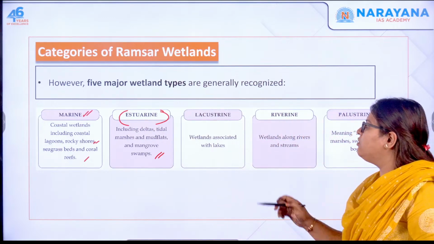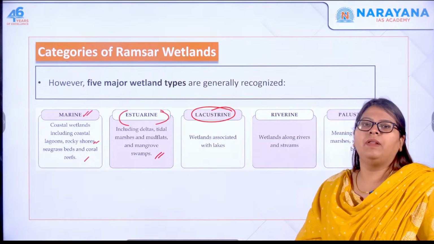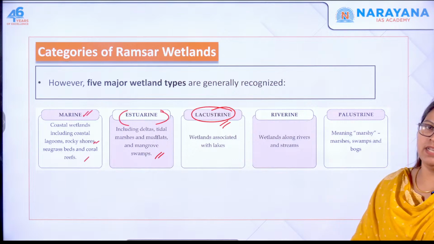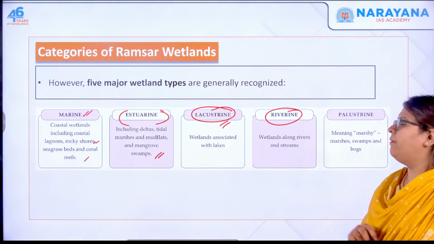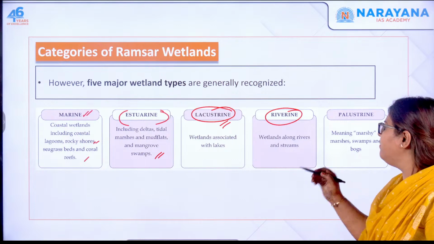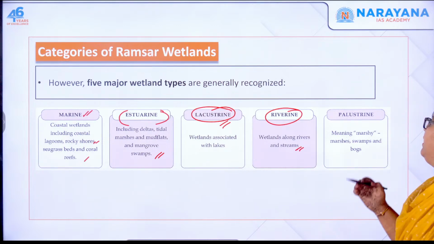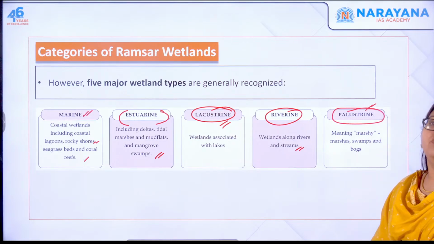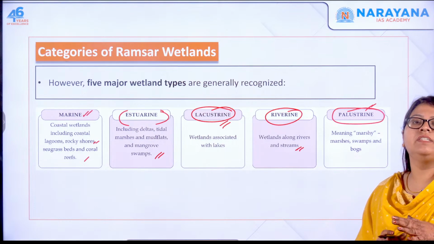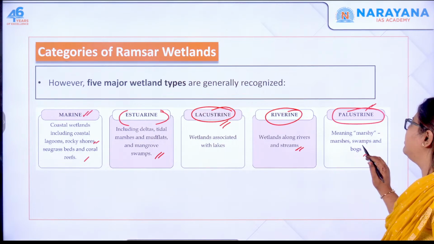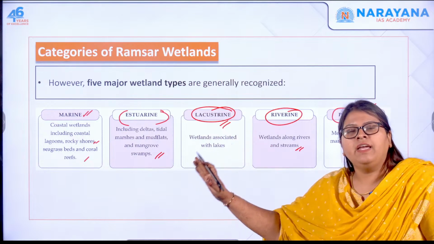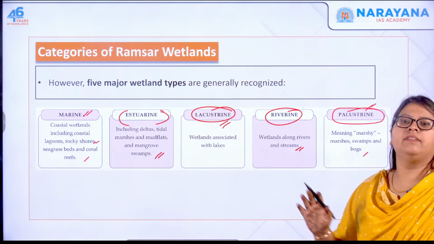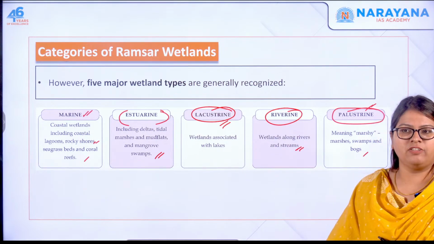The next one is called lacustrine. How to remember lacustrine? Those which are associated with the lakes are called lacustrine wetlands. The next one is riverine wetland. Wetlands along the rivers and the streams are called riverine. The final one is the palustrine wetlands, whichever is very marshy, associated with the swamps and the bogs. So marine, estuarine, lacustrine, riverine as well as palustrine are the different types of wetlands that are recognized.